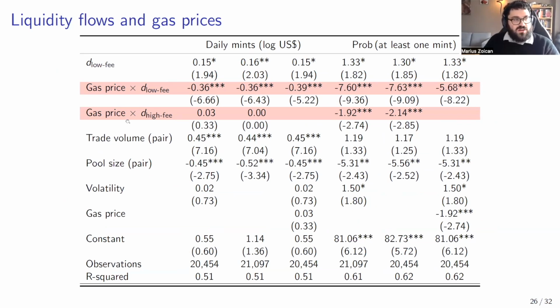Now, if you are looking at flows directly rather than market shares, you can see that if you bump up gas prices, you're going to see less activity in the low fee pools, both in terms of the log mints and in terms of the probability of having at least one mint in a given day. This effect is going to be more muted on the high fee pools.